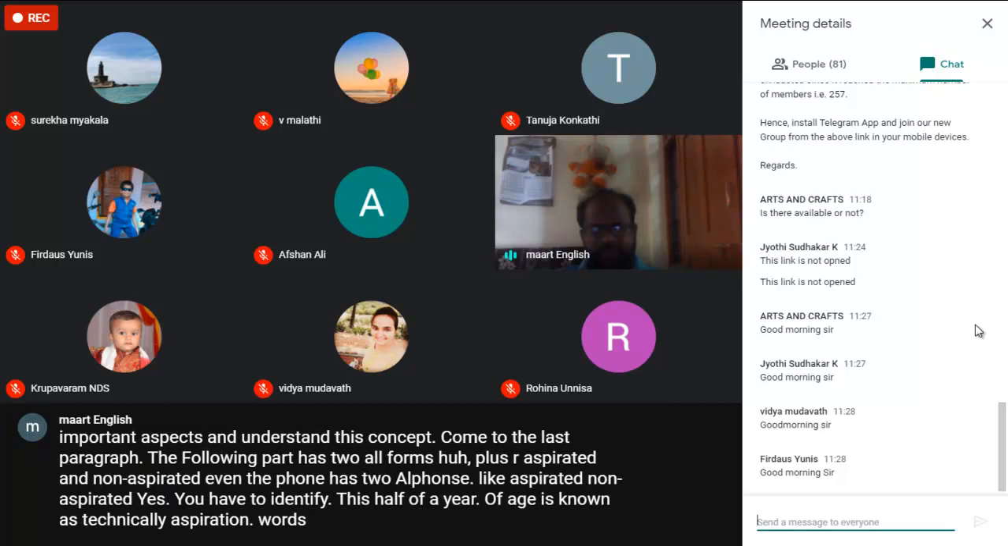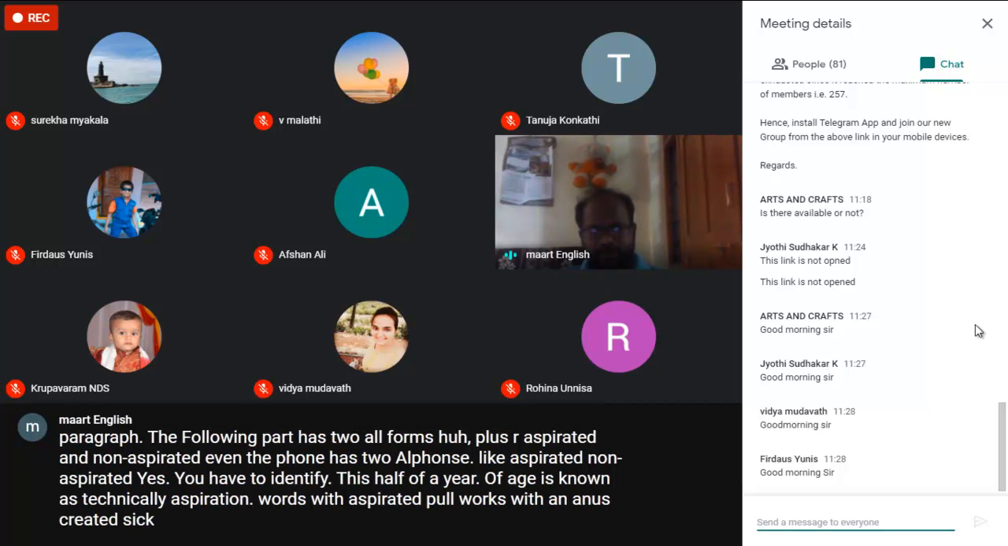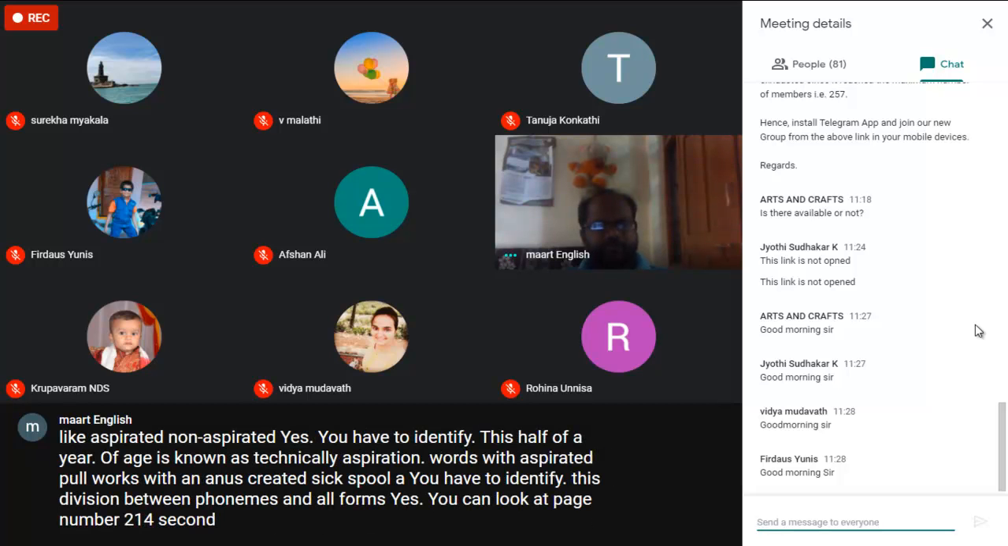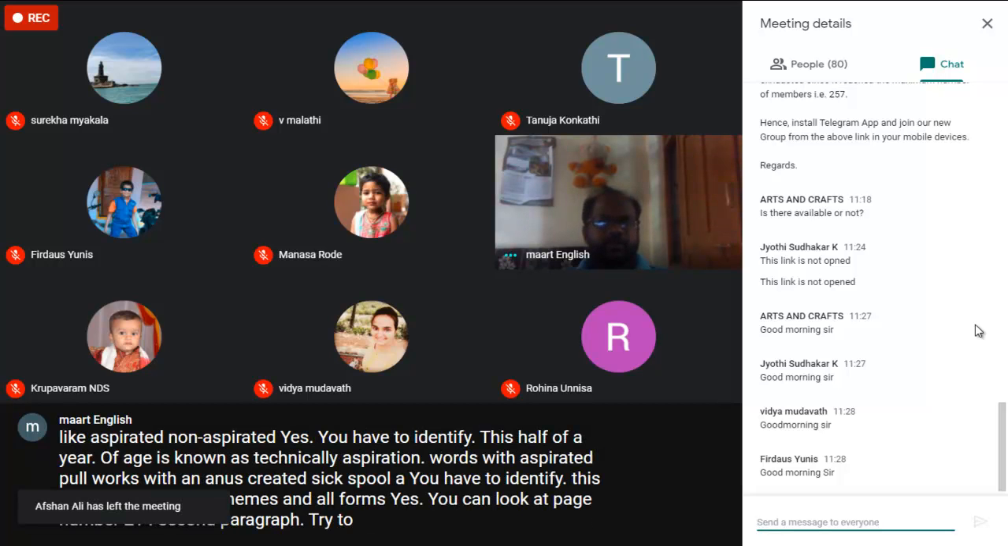Words with aspirated sounds: pin, pool. Words with non-aspirated sounds: sip, spoon, egg. You have to identify this division between phonemes and allophones. You can look at page number 214, second paragraph. Try to underline these lines.